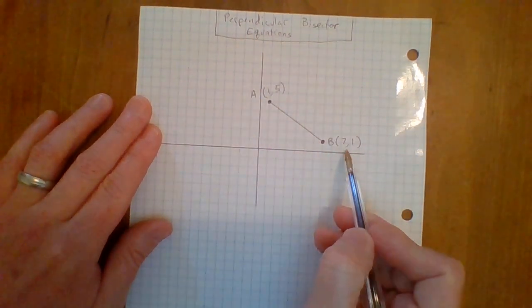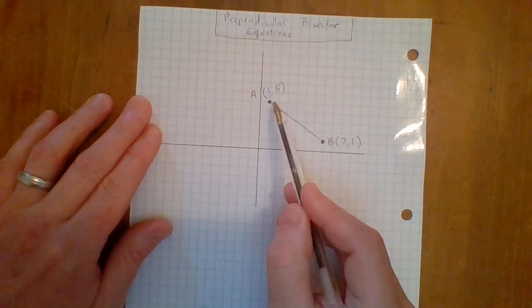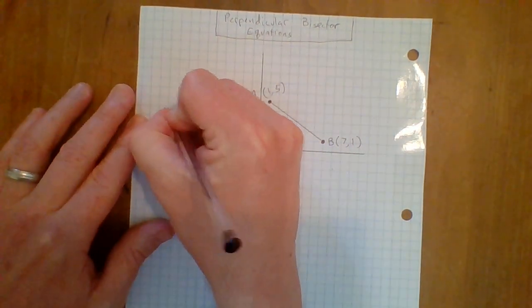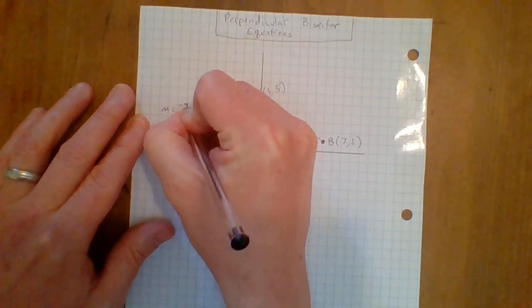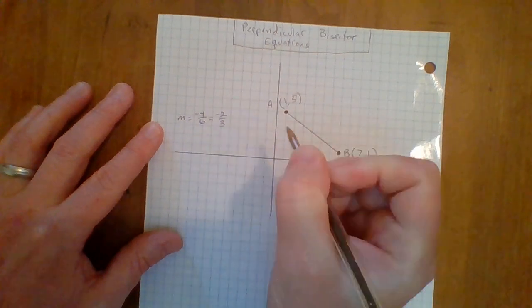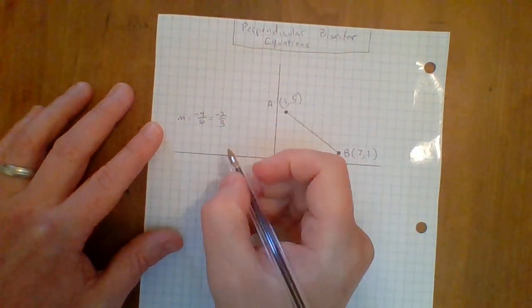So the first thing I'm going to do is figure out the slope of segment AB. It looks like it goes down 4 and over 6. The slope is down 4 and over 6, negative 4/6. I'm going to reduce that. That's negative 2/3. That's the slope of the given segment.